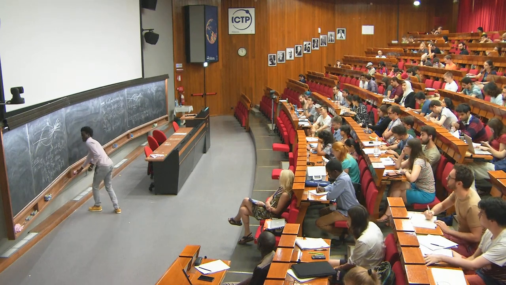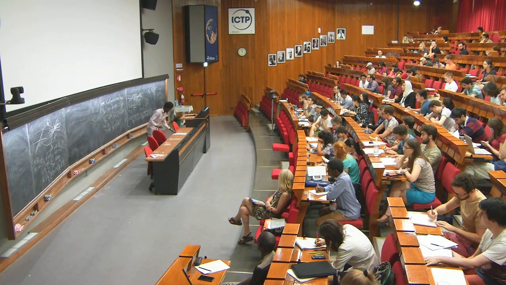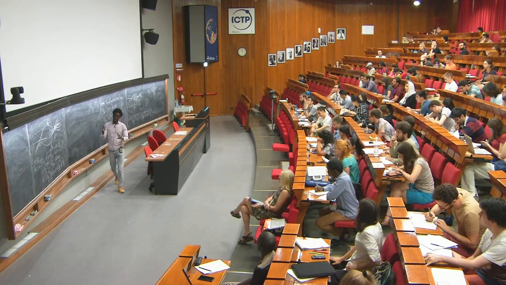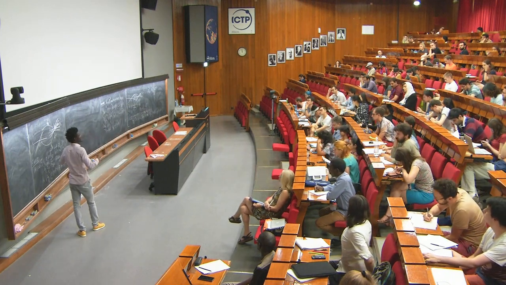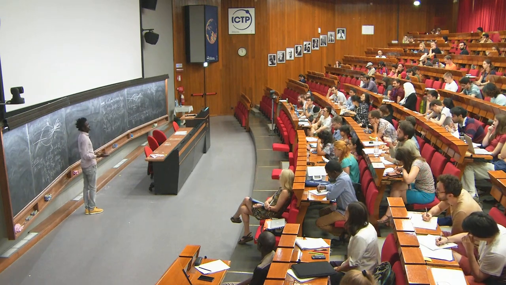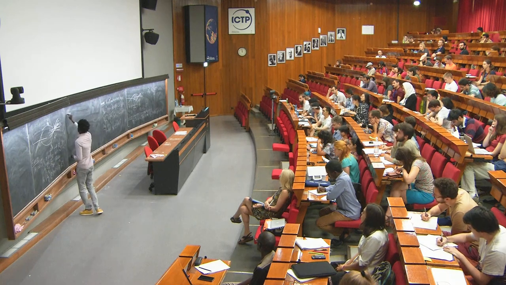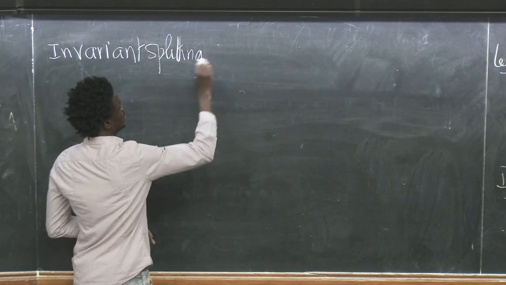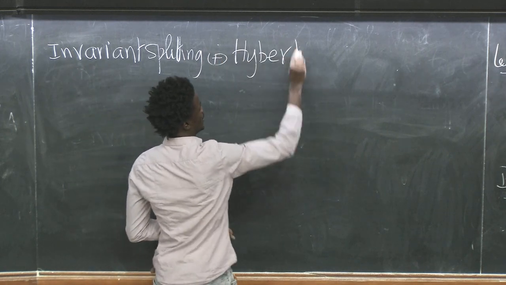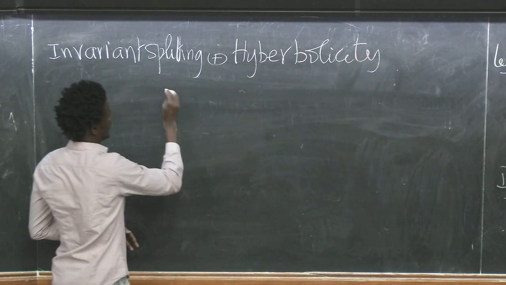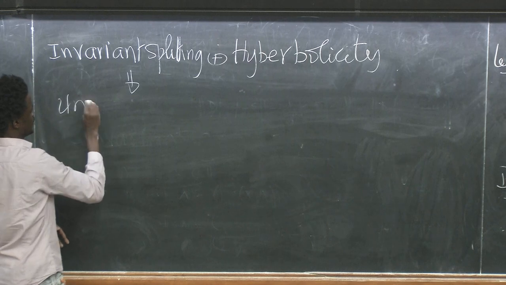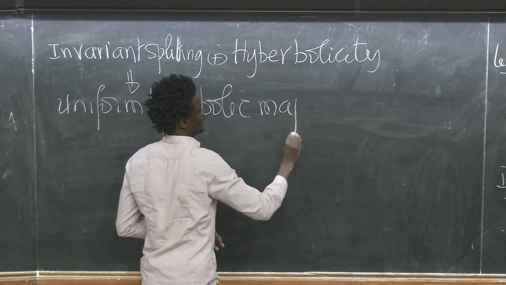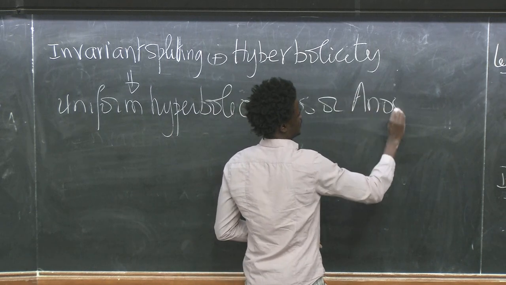So actually, let me just look at my notes so as not to mix up the steps of what I want to say. Yes. So actually, this family of maps that have this splitting and the hyperbolicity belongs to a bigger family, what we call the uniformly hyperbolic systems, or the Anosov systems as well. So invariant splitting plus hyperbolicity defines what we call uniformly hyperbolic maps, or Anosov diffeomorphisms.